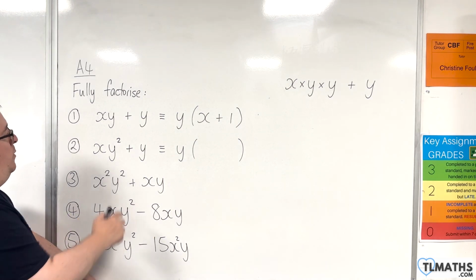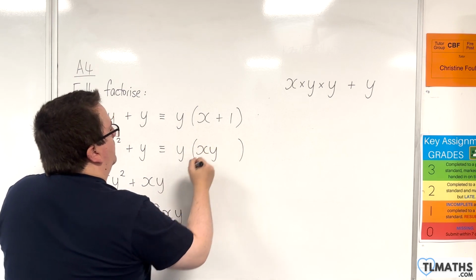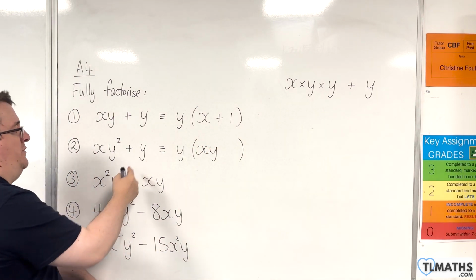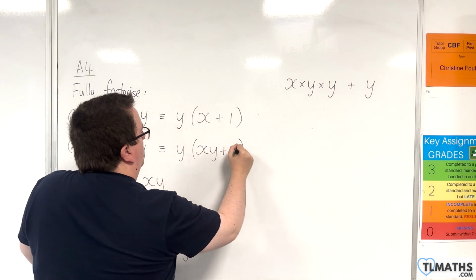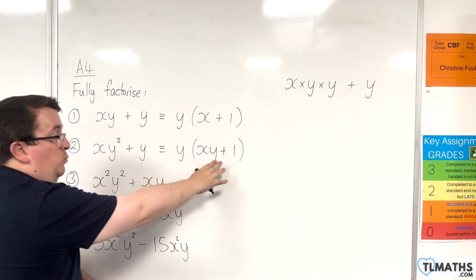Now what would be left? Well, xy squared divided by y would be xy. And y divided by y is 1. So this would factorise to y times xy plus 1.